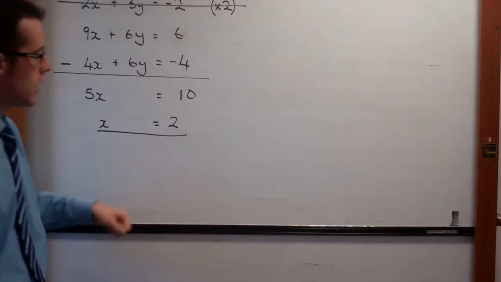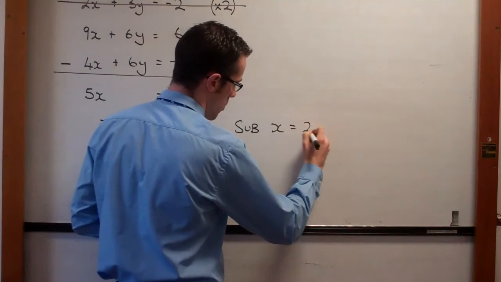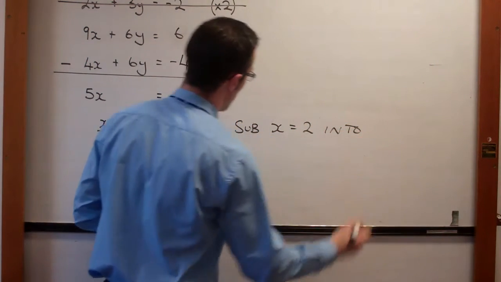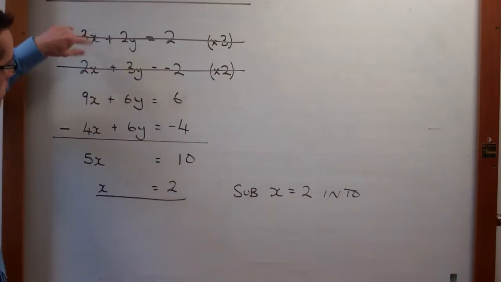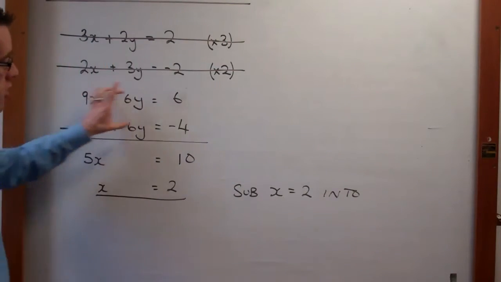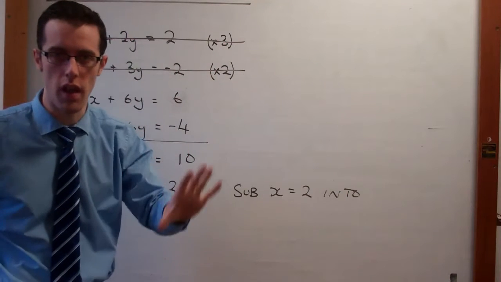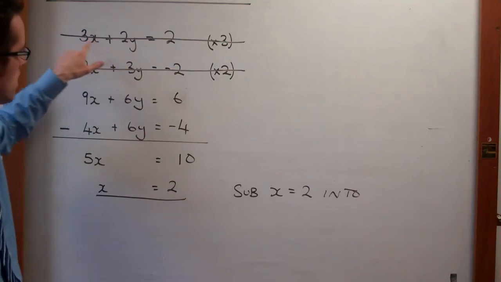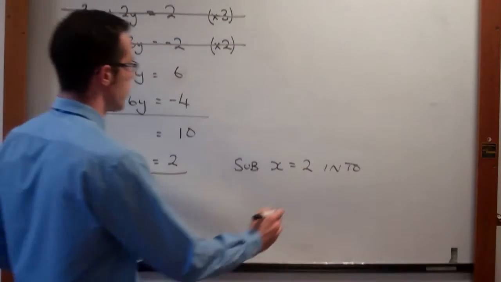Now, we're going to take x as 2, and we're going to substitute it. Sub x equals 2 in. What equation are we going to pick? I've taken both of my old equations and made the numbers bigger, so I maybe don't want to pick these ones. That's just why, remember, we don't score this out in a way that we can't read it anymore. We can still read this one. So it goes 3x plus 2y equals 2. That's going to work quite well, so we'll try that.